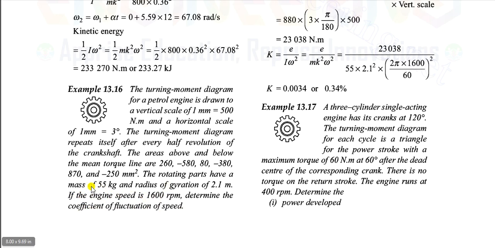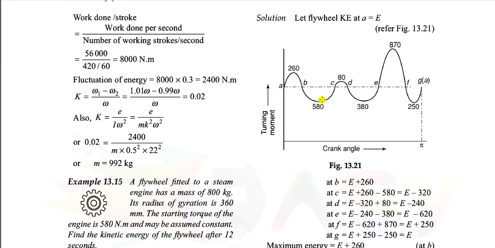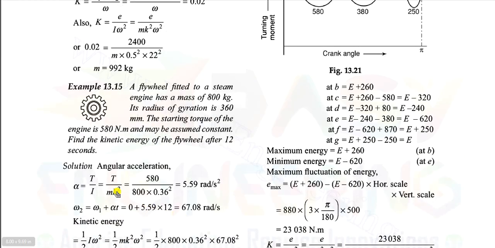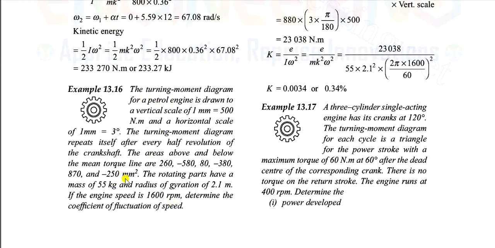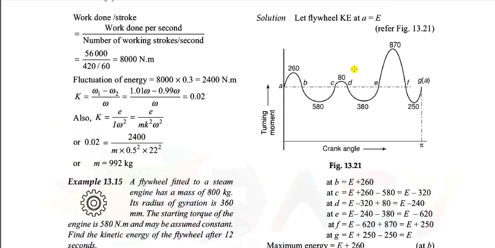This is omega, this is mass, okay, and radius of gyration is given. So we will see this. From this you will draw a diagram. From this given data you will draw a diagram, so you can easily draw.